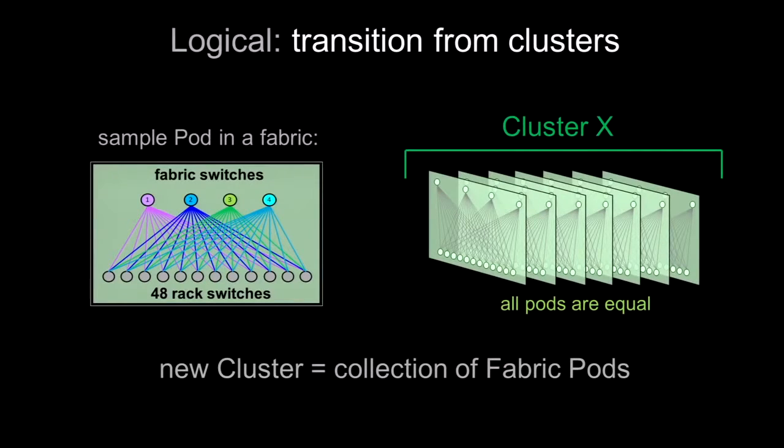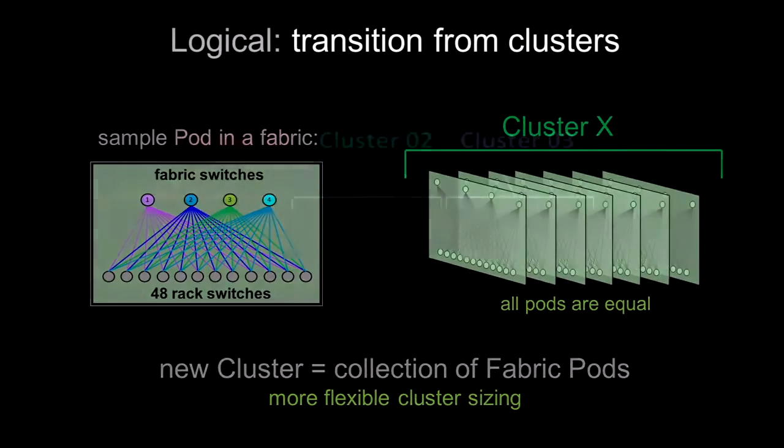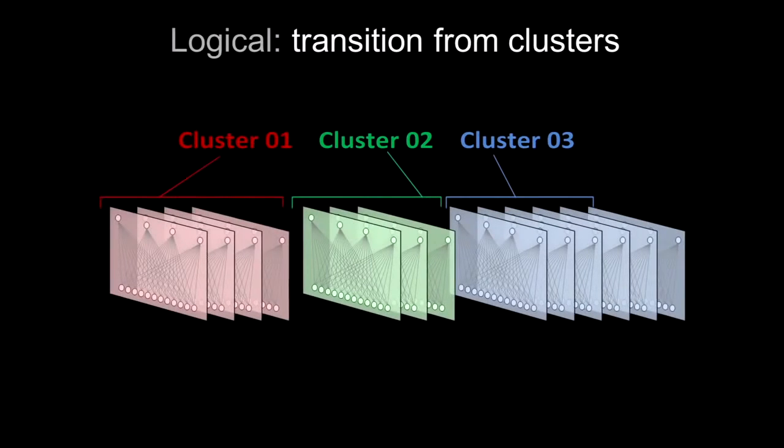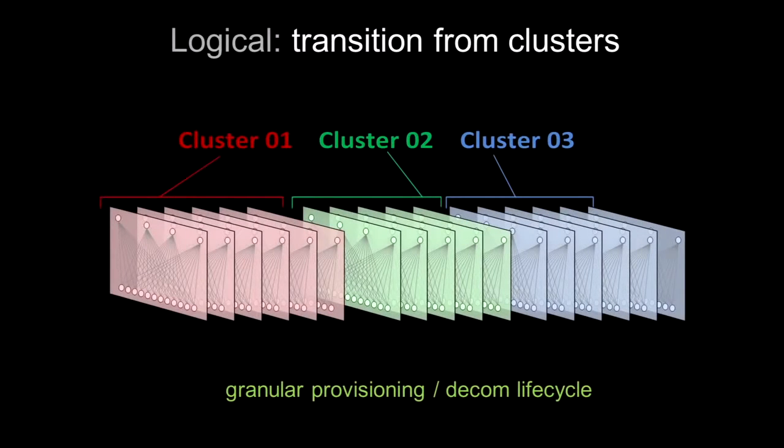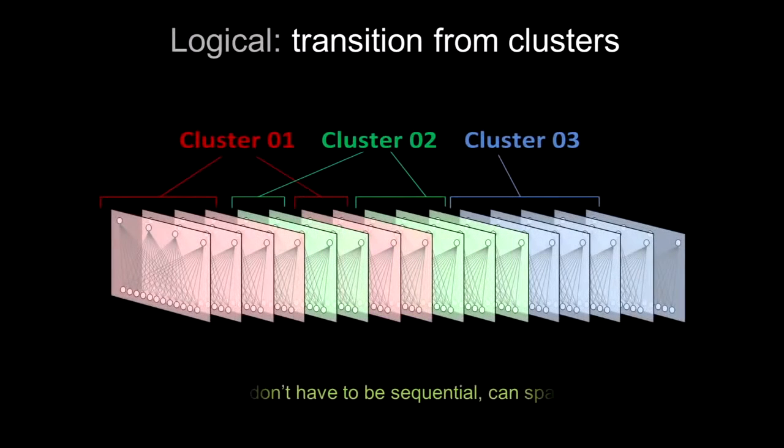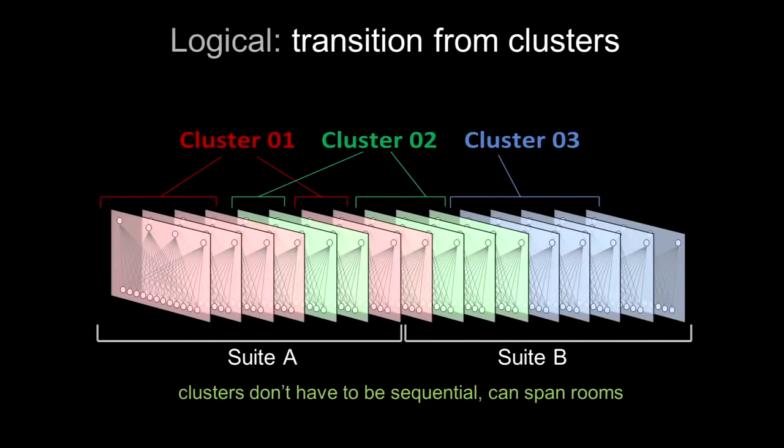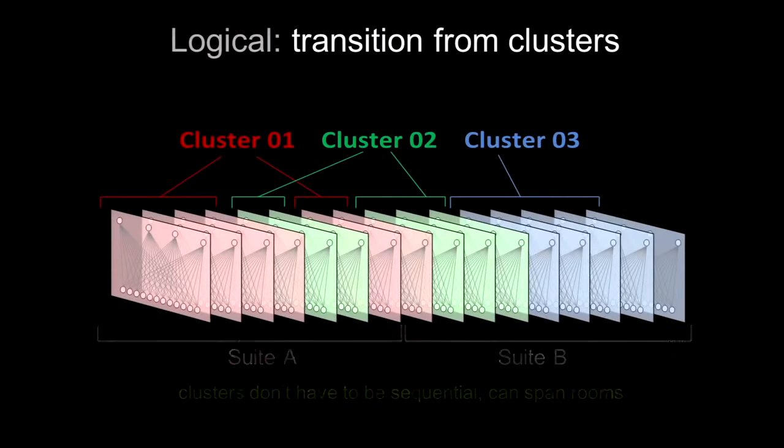We named a collection of pods a cluster, and that allowed us to approximate the existing cluster sizes very well. This also added flexibility in the cluster sizing. We can start as small as a single pod or make the whole building a cluster. It's a collection of pods in either case. So the pods can be deployed gradually, which means the provisioning and decom lifecycle can be more granular in such clusters. The other advantage, they don't have to be sequential anymore. We can intermix them, and they can even span different physical rooms, wherever the space is to continue growth of a given cluster.